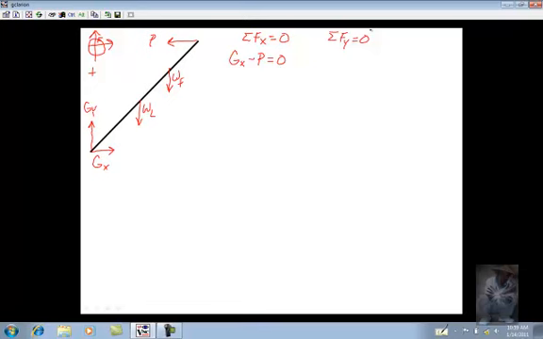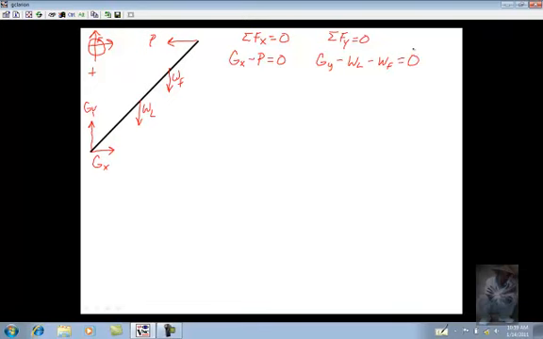What forces are in the y? Gy, what else? Okay, Gy. And I'm going to put a negative sign in front of the weights because they're going downward.